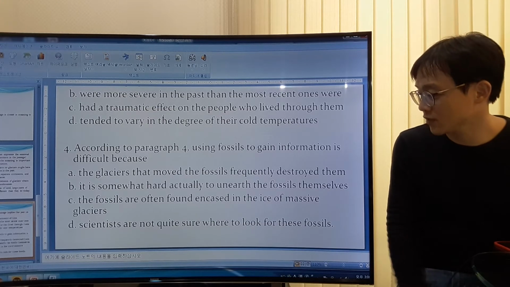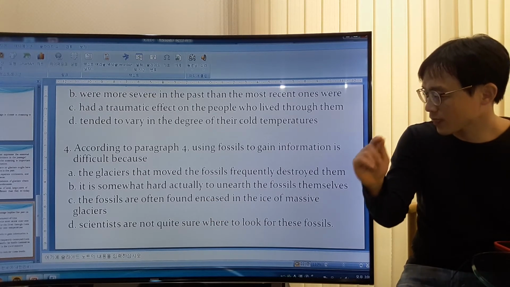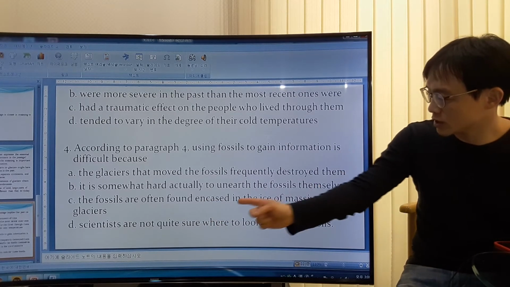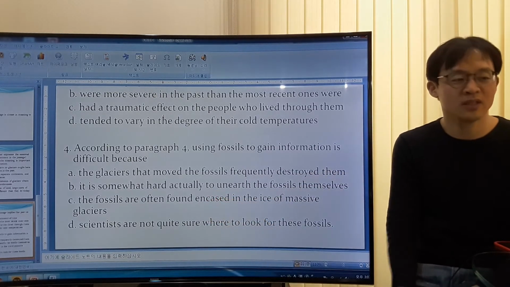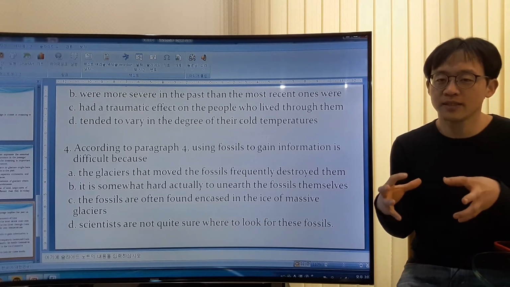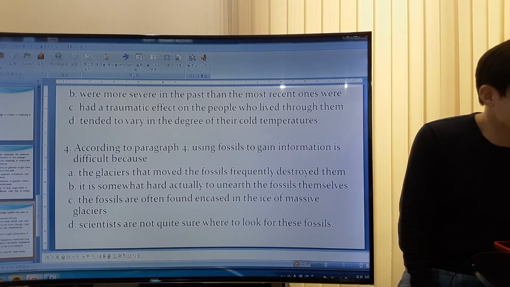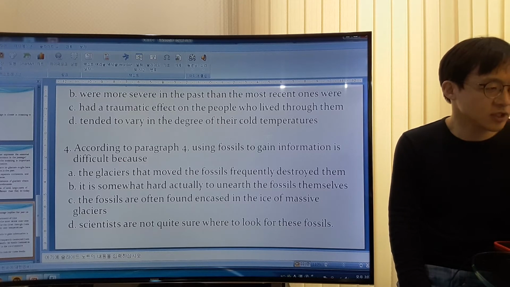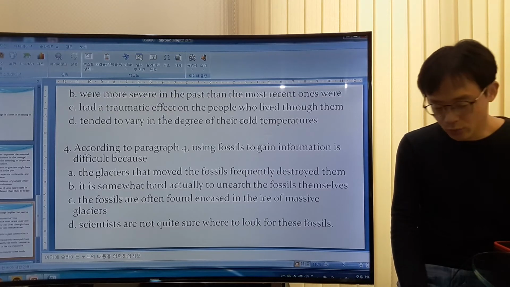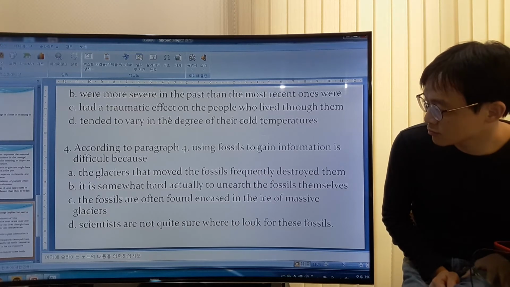Encased, what does that mean? If you have en in the beginning of a word, it means it makes something into a state of what comes next. Encase, make something into a case, alright? So encase means to completely surround or cover something, okay? So the fossils were not encased in the ice, so this is not right. Scientists are not quite sure where to look for these fossils. So what was the difficulty? It's difficult to find the fossils, so D is right?